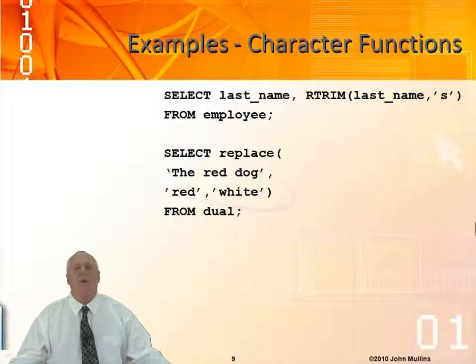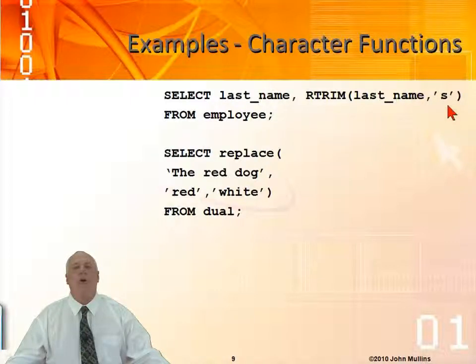All right, some other examples here. We said the opposite of the pad is the trim. So we have RTRIM and LTRIM for right and left. Up here, we're passing it the last name field. And on the right, we're saying trim off the s. So maybe we want something that's singular, not plural. We can trim off s's.